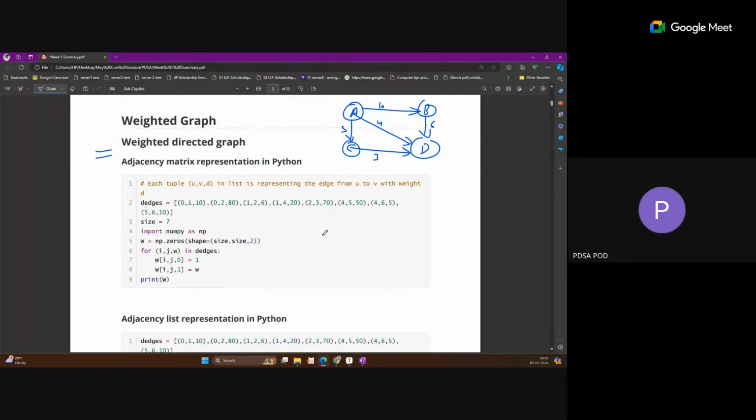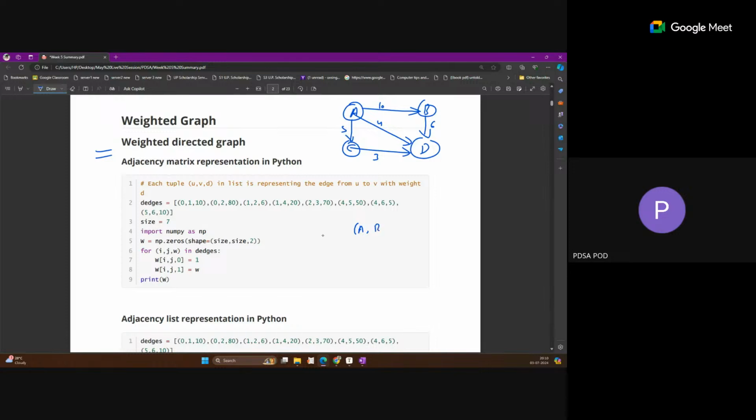Now how do we represent this? This time for each edge we will also store the weight value. You can see that to represent one edge, we have the starting source vertex. If this graph is a directed graph, the first value in the tuple represents the source vertex, and the second value represents the destination vertex.